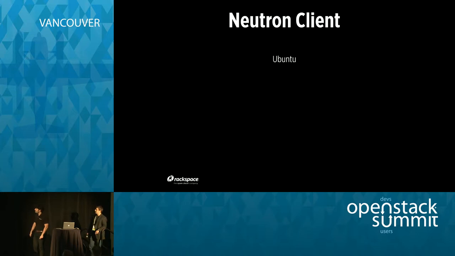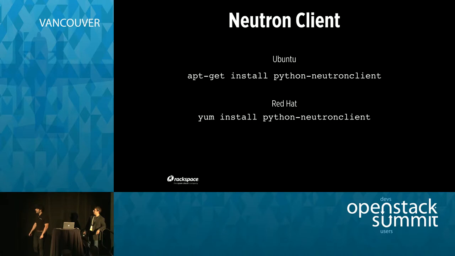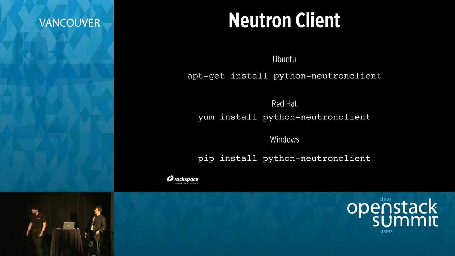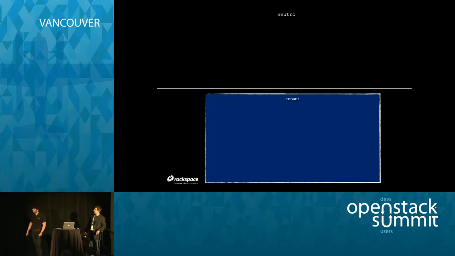So the Neutron client, you can install it this way: apt-get install python-neutronclient. Red Hat, yum install python-neutronclient. And Windows, you do pip install python-neutronclient. Okay, so real quick, I'm going to show you what you're going to do. You run neutron net-list to see if you have any existing networks. And guess what you're going to see? You will have one. You might be thinking, I didn't create that. What's that public network doing there?